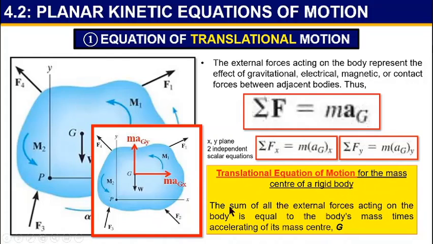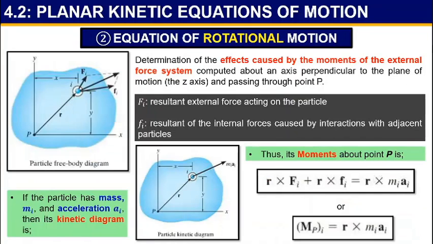So the translational equation of motion for the mass center of a rigid body is that the sum of all external forces acting on the body is equal to the body's mass times the acceleration of its mass center. So please remember this equation first. Sigma F equals m aG, and it is divided into two planes, x and y. That's all for the equation of translational motion.